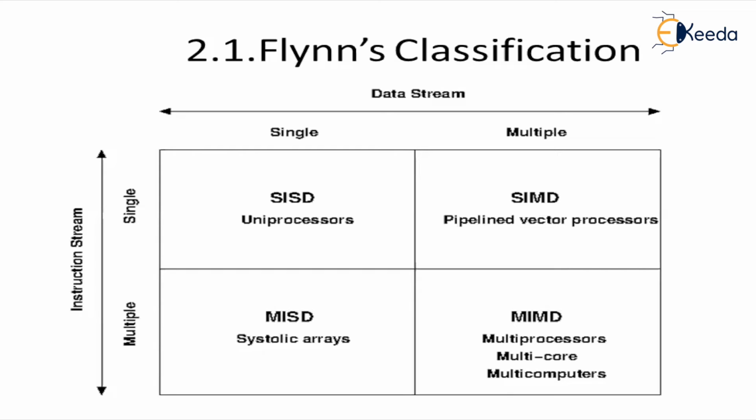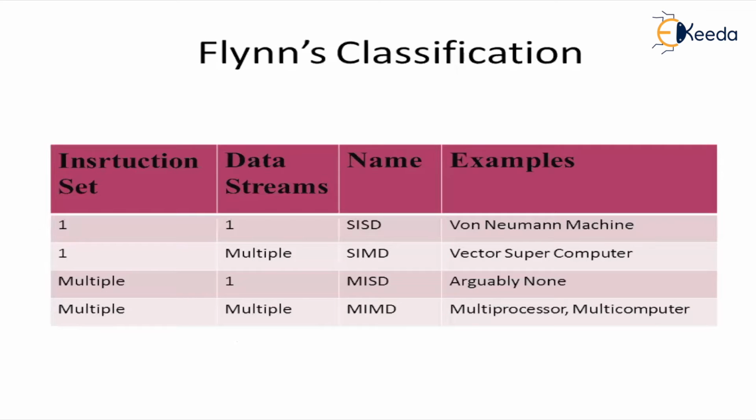Now let us look at these architectures one by one, that is SIMD, SISD, and so on. Flynn's classification is divided by the different instruction sets connected to it, the different data streams connected to it, the different types of operation going on, and different examples. If you have a single instruction, single data stream, it is called SISD. The example is the von Neumann machine.